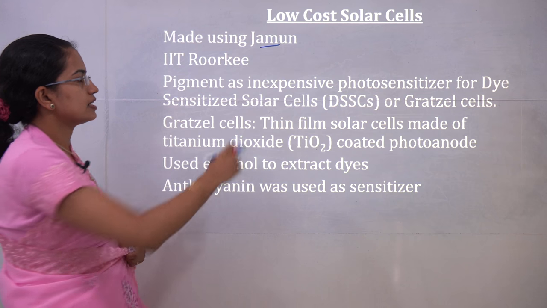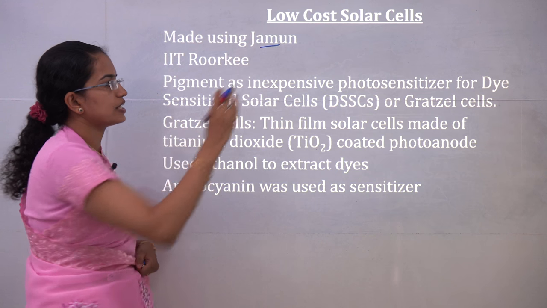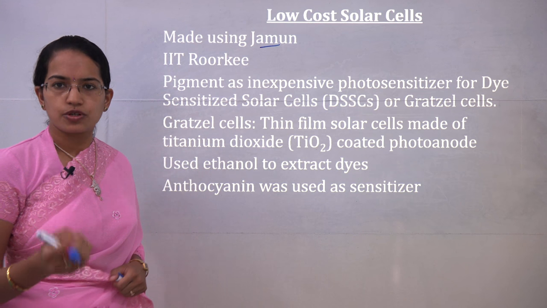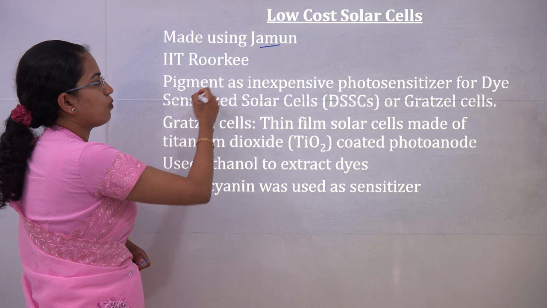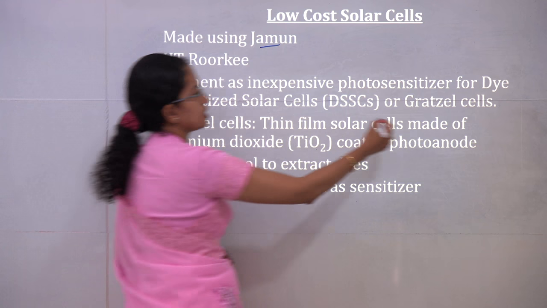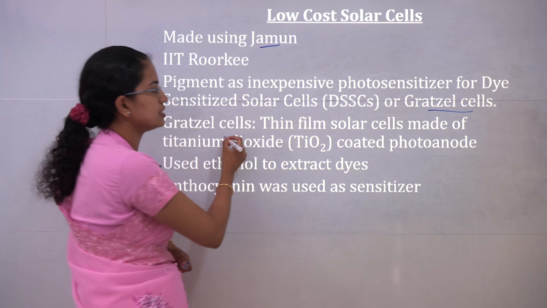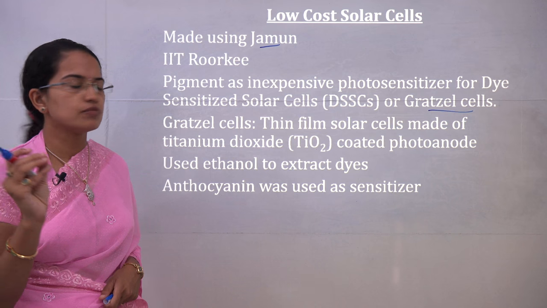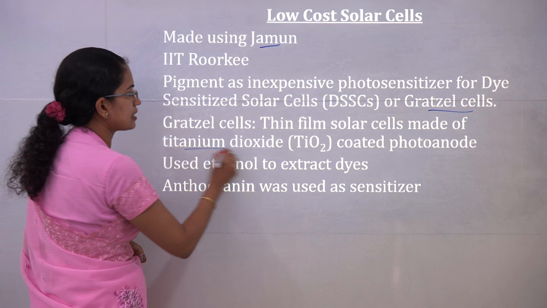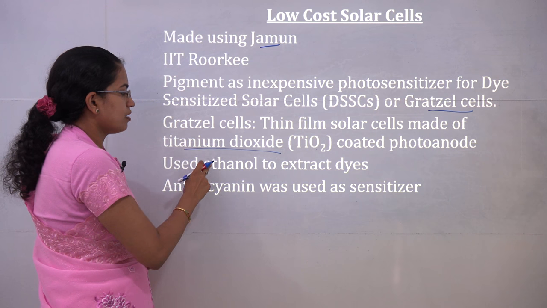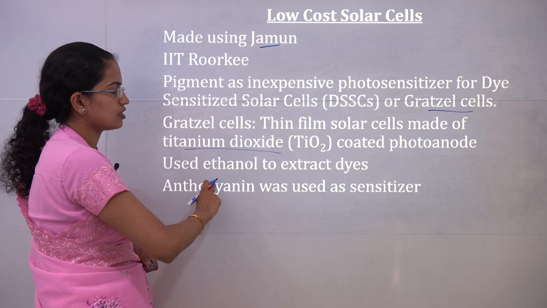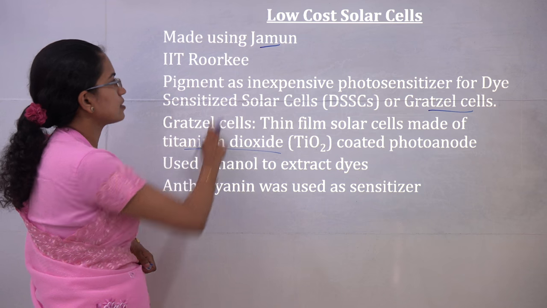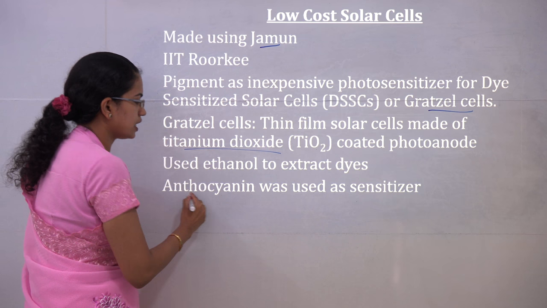Now the pigment is a kind of very inexpensive pigment for the photosynthesizers for dye. Now what they use is mainly for the Grunzel cells. These cells are kind of very thin film solar cells which are made of titanium dioxide, and what they are doing is they are using jamun and they are using ethanol to extract the dyes, and the pigment of the jamun that is used is the anthocyanin.